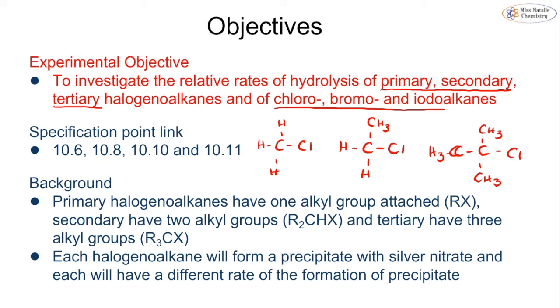Now, each halogenoalkane will form a precipitate when it reacts with silver nitrate. That is how we test for halides. And the formation of the precipitate will be at a different rate for each halogenoalkane, and that's what we can use to determine which one is going to hydrolyze fastest.